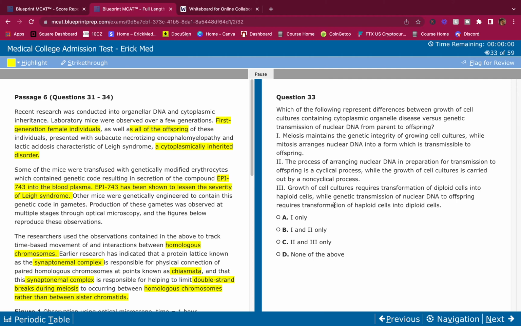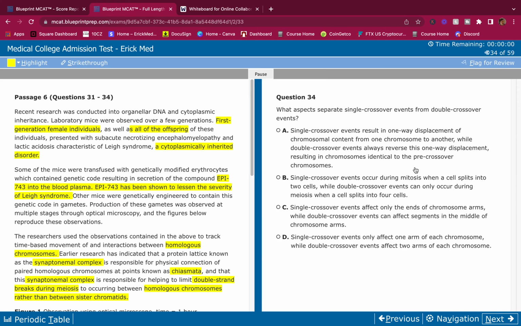Again, that is wrong. Meiosis does that, and the growth of cell cultures is mitosis. While genetic transmission of nuclear DNA to offspring requires transformation of haploid cells into diploid cells. This is wrong. The transmission of nuclear DNA to offspring requires transformation of diploid to haploid, not haploid to diploid. They're all wrong. Answer is D. I know it's very rare for it to be none of the above, but they're all wrong. Okay, you have to be confident.